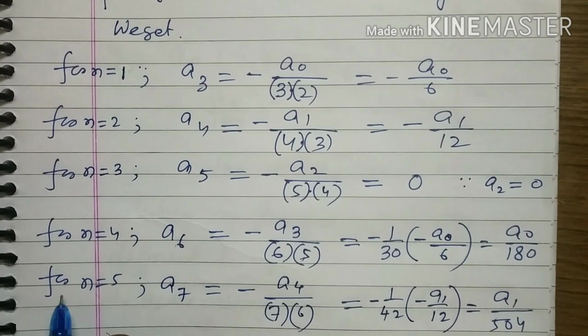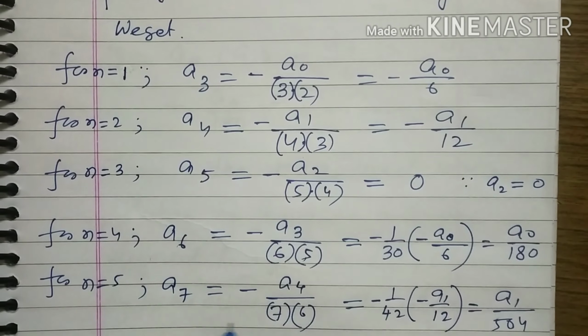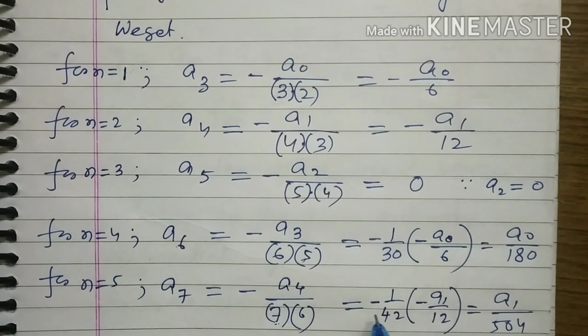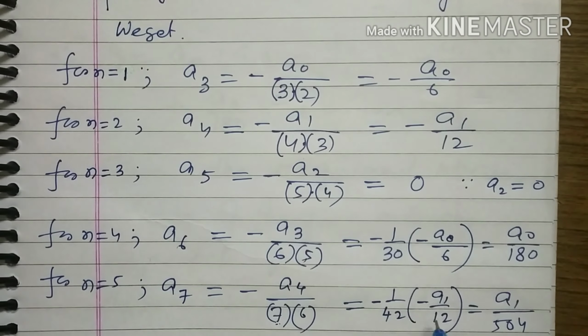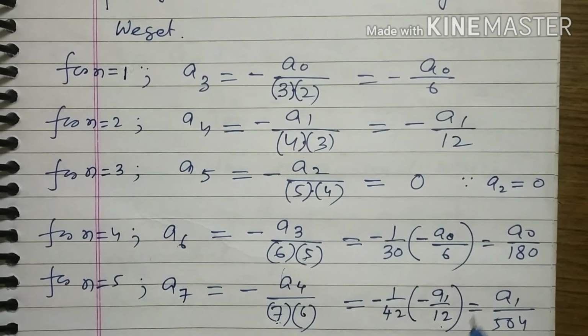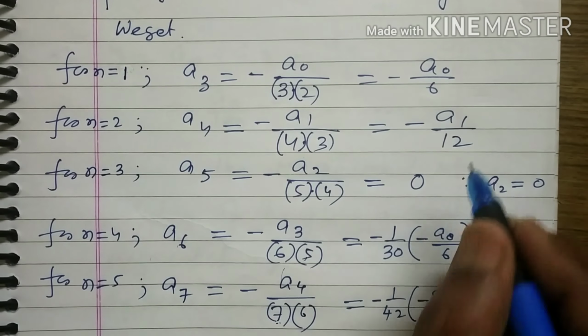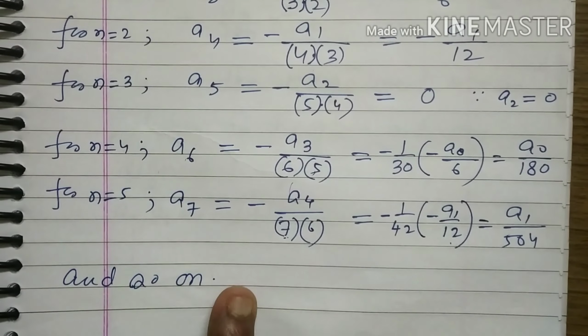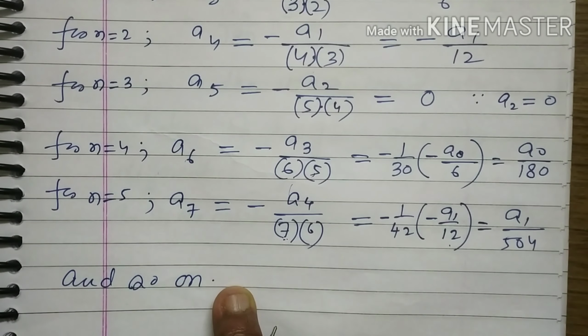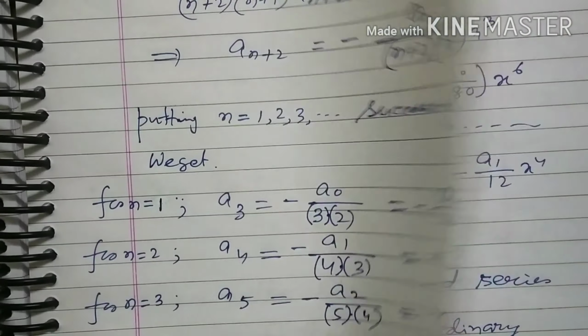Similarly, for n equals 5, a7 equals minus a4 by 7 into 6, which is 1 by 42 times a4, and a4 is minus a1 by 12, so we get a1 by 504 and so on. What is your next part? We should substitute all values in your series solution.